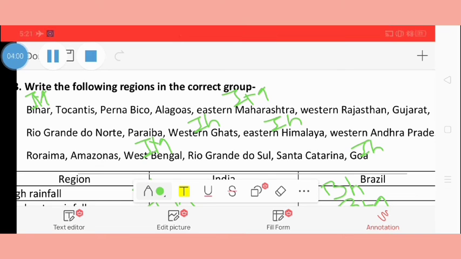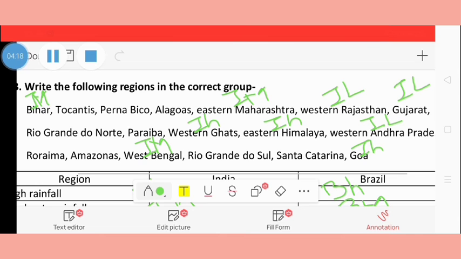Now, Indian low rainfall region. So, Western Rajasthan, Indian low rainfall. Gujarat, Indian low rainfall. Western Andhra Pradesh is also an Indian low rainfall region.